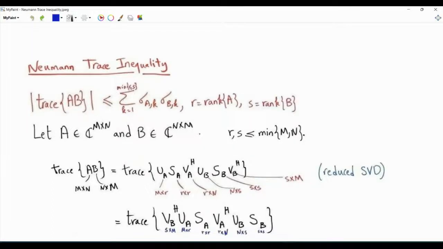The von Neumann trace inequality provides an upper bound on the magnitude of the trace of the product of two matrices A and B. A is of size m by n, B is of size n by m. A has a rank R, B has a rank S, and the upper bound makes use of the singular values of A and B.